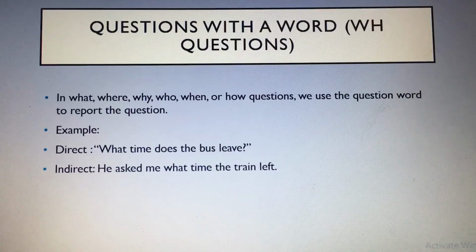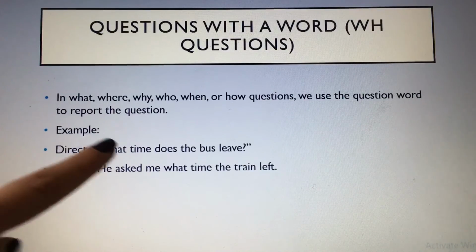Questions with a question word, WH questions. Now we have questions that start with WH. How can we report this kind of question? Okay, in what, where, why, who, when or how questions we use the question word to report the question. With yes or no questions we added the word if, but with questions that start with WH, we keep the word itself. For example, direct: what time does the bus leave?